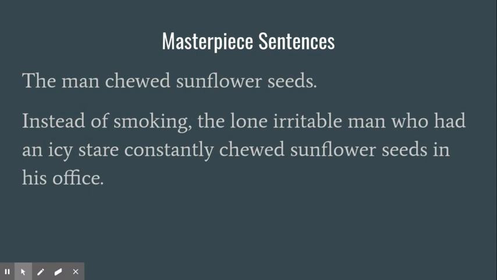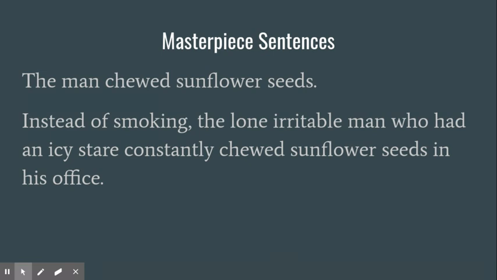I am going to introduce you to a process for writing basic sentences and then expanding them. It's called masterpiece sentences. In each stage, we will expand our base sentence by answering questions about the noun and verb that will make the subject and the predicate grow. Look at the sentences on the board. The man chewed sunflower seeds.